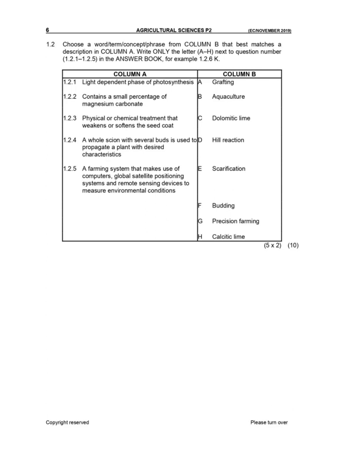Right? Then let's move to question 1.2. Choose a word, term, concept, or phrase from column B that matches a description in column A. Write only the letter, which is A up to H, next to the question number. So again here, you're not going to write grafting. You're not going to write aquaculture or dolomitic lime or heel reaction. You're only going to write, if you choose dolomitic lime, then you only write C.